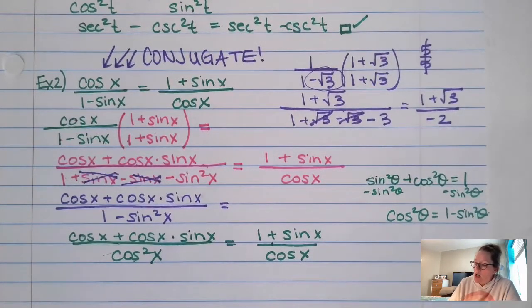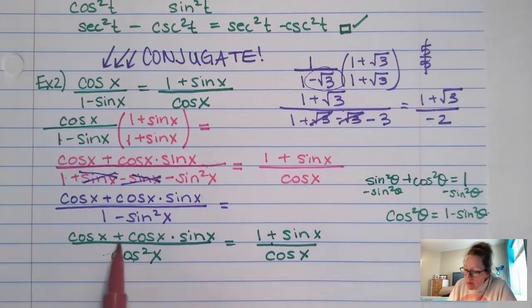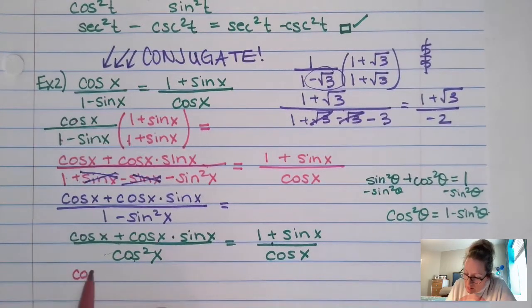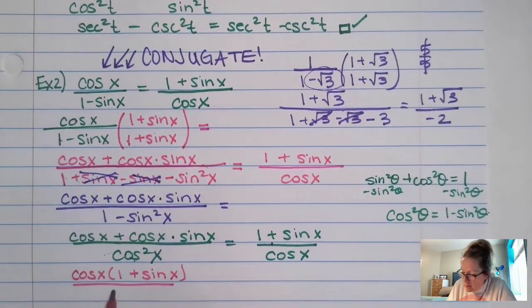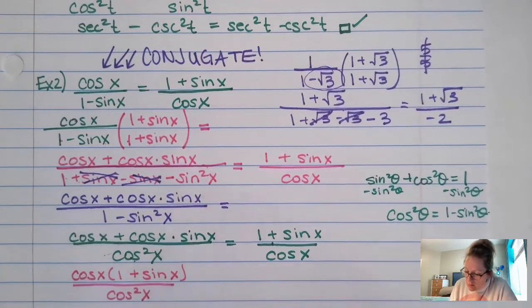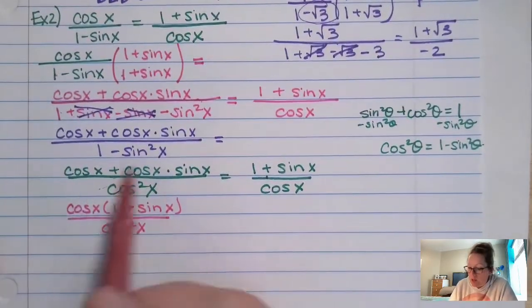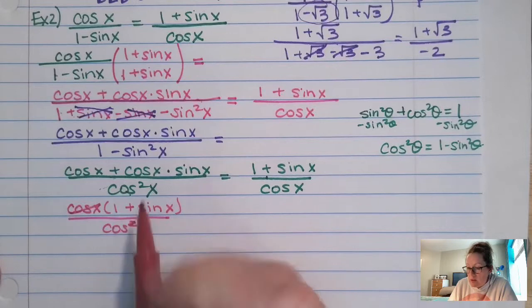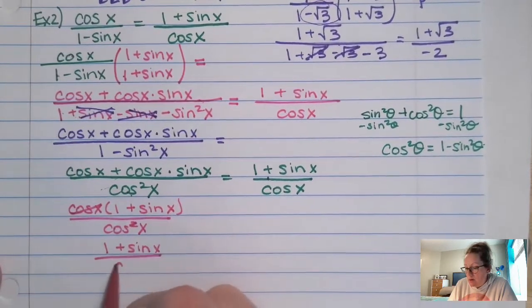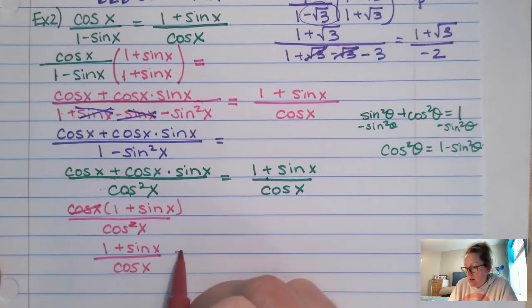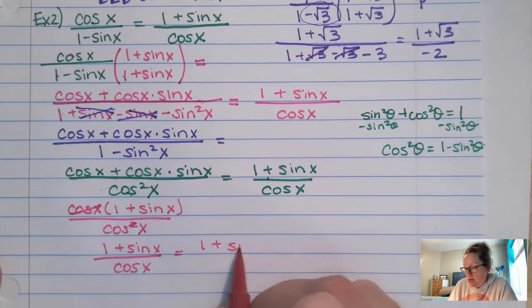The more mathematically correct thing to do is factor out a cos, so let me just do that one quick. Then we can cancel cos and the square out. So we get 1 plus sine x over cos x. And that is what we need.